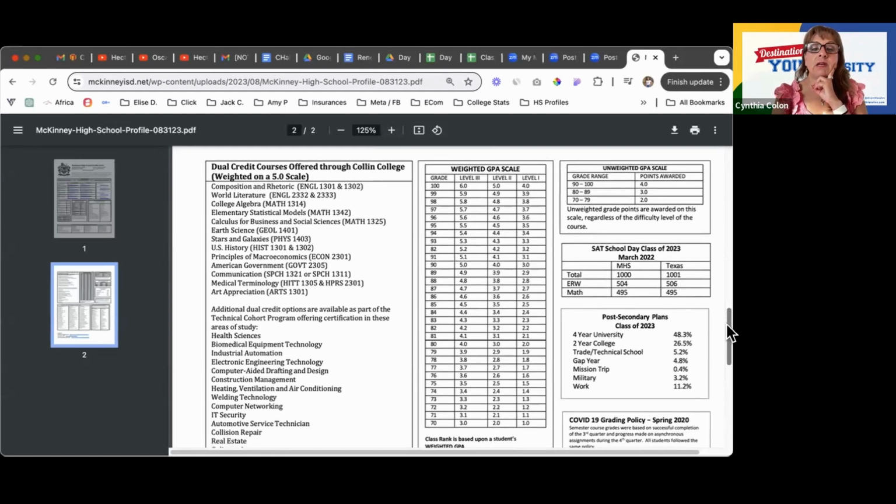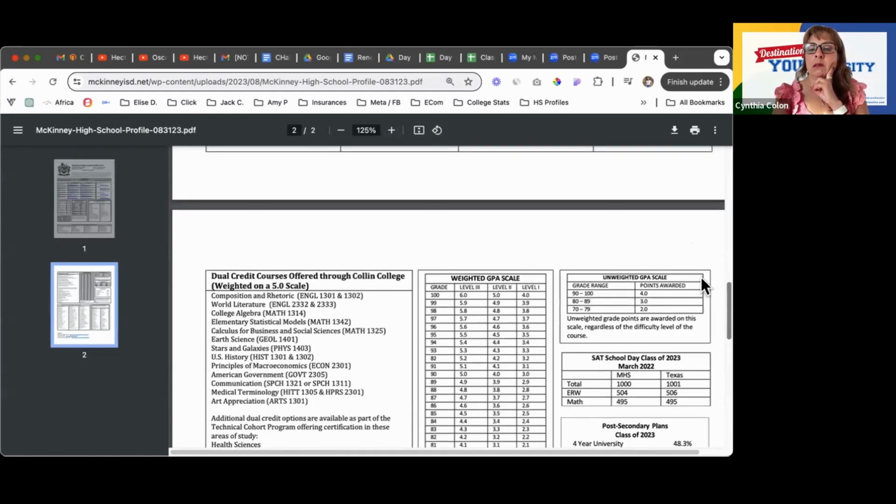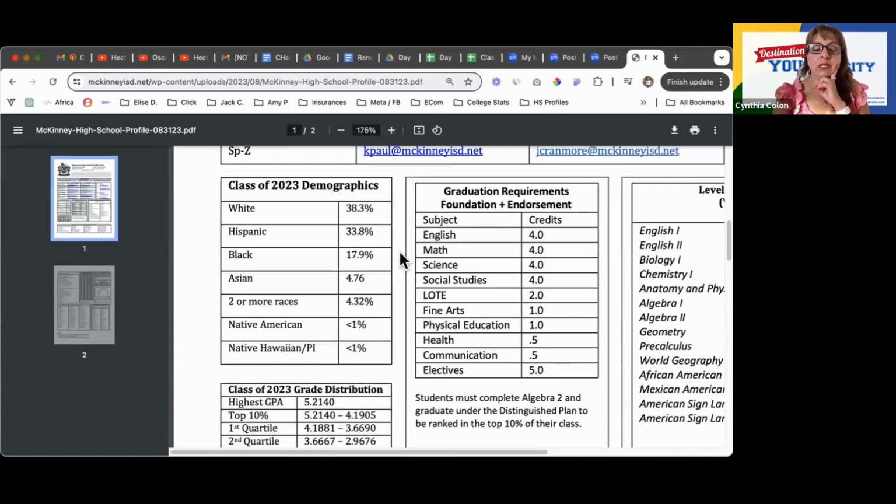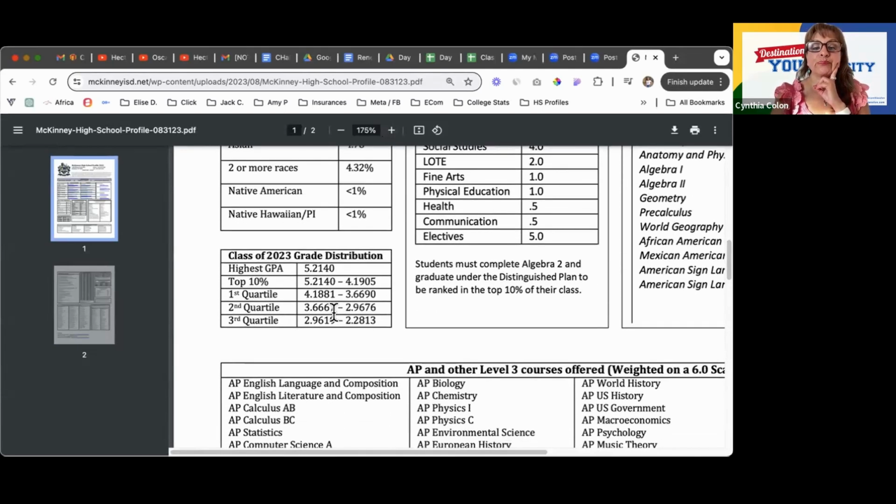And I can't remember if they give it to me here. I'll have to show you. Oh, here we go. So here's the GPA distribution. Do you see that, you guys? So it tells me for the class of 2023, the highest GPA was a 5.21, and the top 10% was this range, and it goes so on and so forth. So I know if I'm looking at an applicant who has a 3.7, I know that they're in the first quartile. They are not in the top 10% because this tells me that.